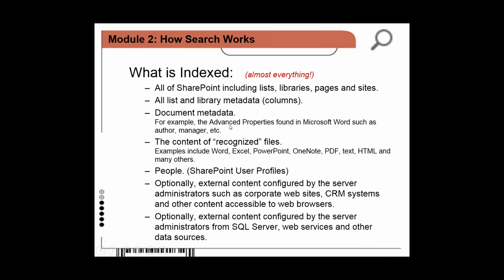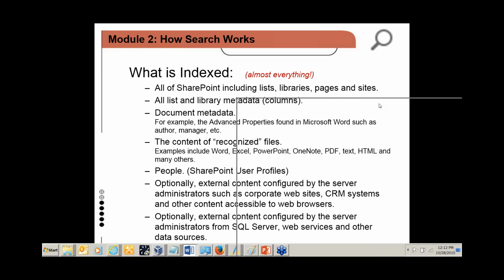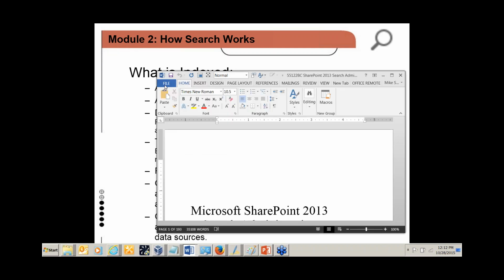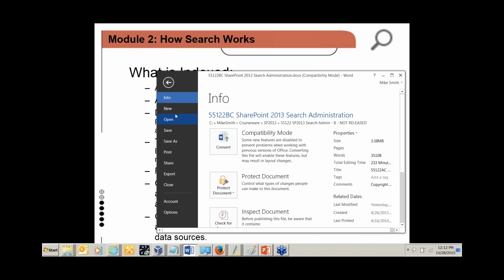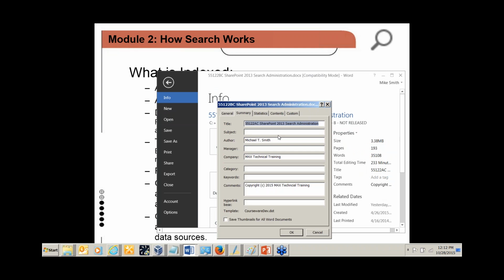All of the metadata. Now this is kind of a sneaky one here because the metadata includes not only the columns inside of SharePoint, but all the things inside of Word and Excel and PowerPoint. So if I go to this little Word document I've got here, I can see some basic properties about it. But if I click the Advanced Properties button inside of Word, I can see that all of this data is also indexed.